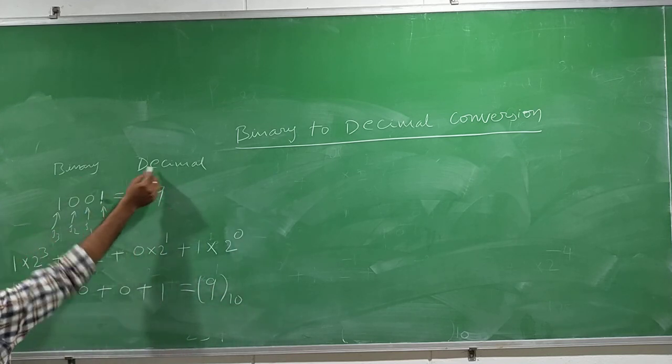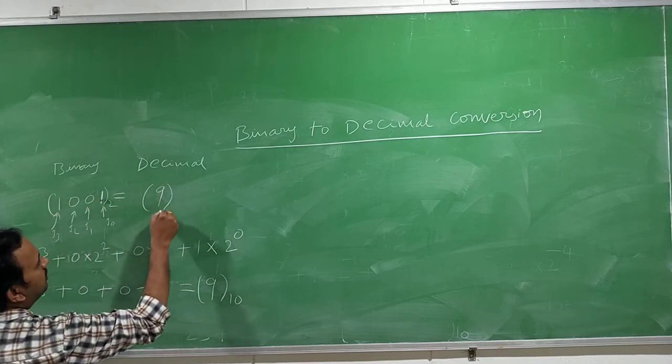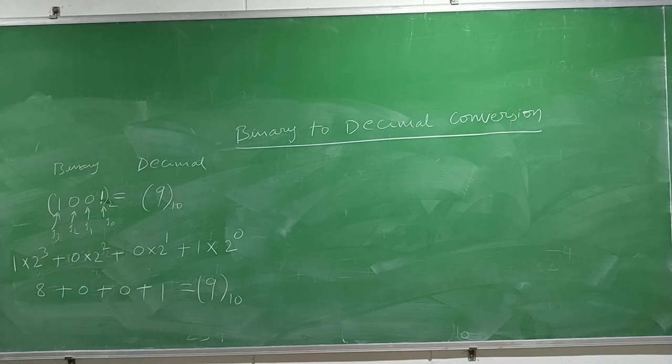Which is equivalent to the decimal number, right? Here I have already written binary equivalent to decimal. So this is the given number and this is the decimal number. Like that we will get. So this is the procedure for how you can get from a binary to a decimal number.